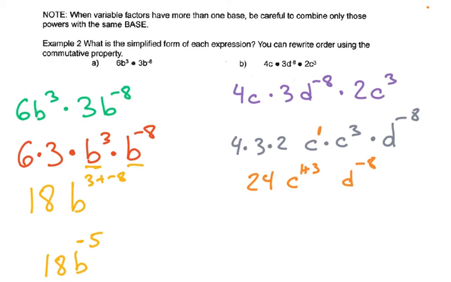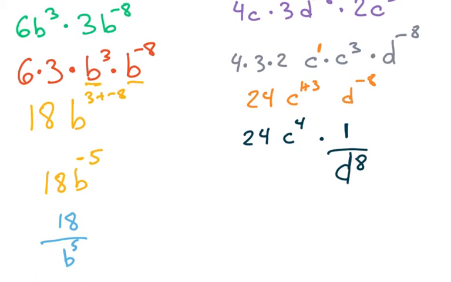Then what? Well, then we're going to say it's 24, c to the 1 plus 3 is 4, and then we said when it's a negative, we put it in the denominator. And so now, I'm just going to clean this up once more. That's fine. I'm going to say it's going to be 24 c to the 4th over d to the 8th. And there's my answer. Okay?